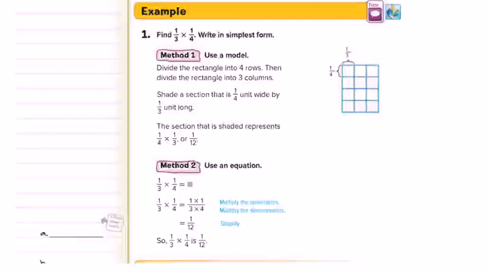Welcome to Chapter 4, Lesson 3, Multiplying Fractions. Let's look at example 1.